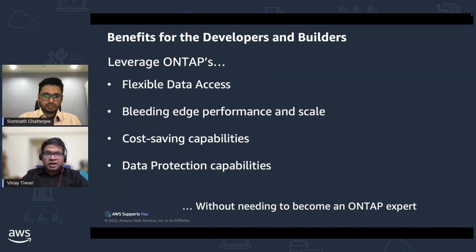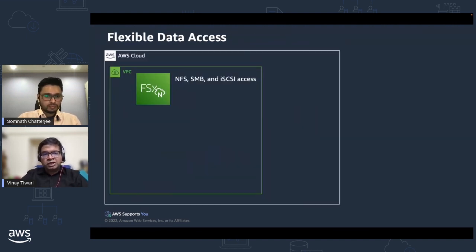So, but now they're trying to use it so they can leverage ONTAP's unique features like flexible data access, performance and scalability, cost savings, data protection capabilities. Because the service makes it so easy to get started, any customers on AWS now can benefit from these capabilities without needing to become an expert in how to manage or use ONTAP systems. So let me give you a few examples.